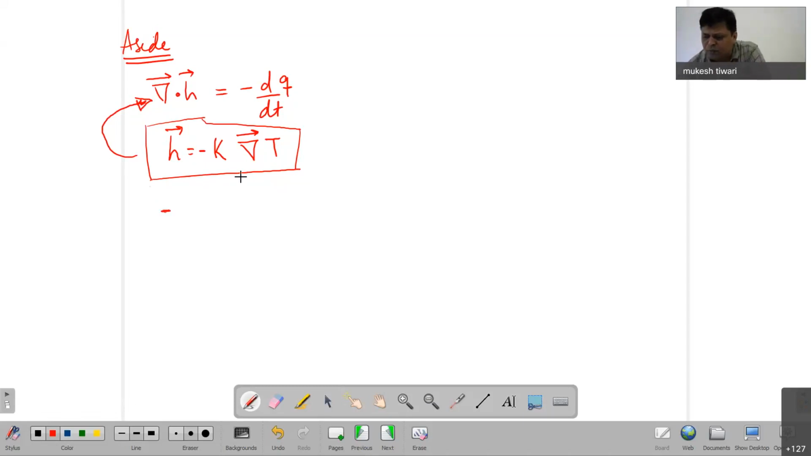So you plug in the same expression, the negative cancels with negative. I don't want to write the entire thing. So you will have the constant K, the Laplacian of the temperature, that is equal to the right hand side.